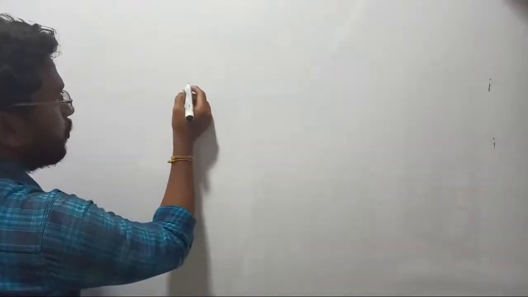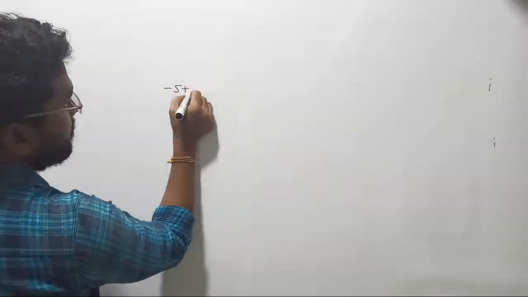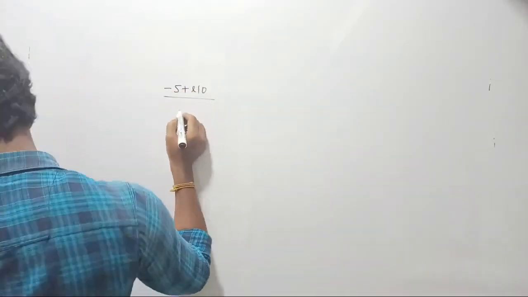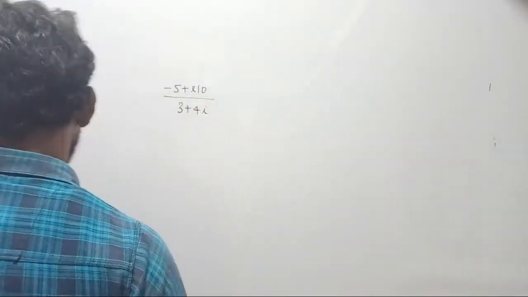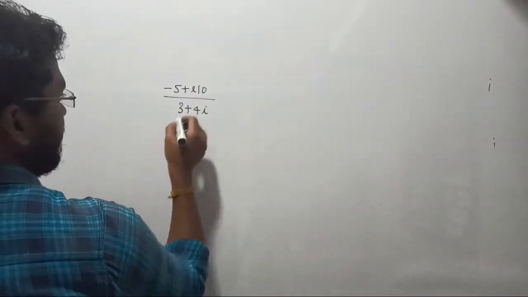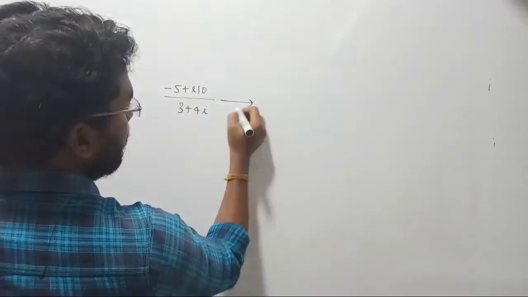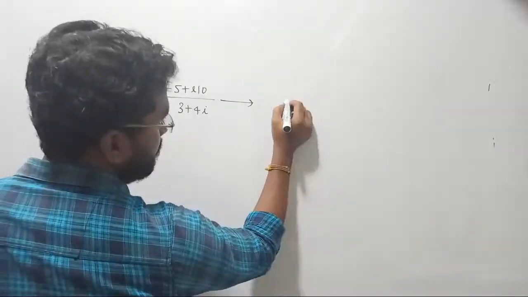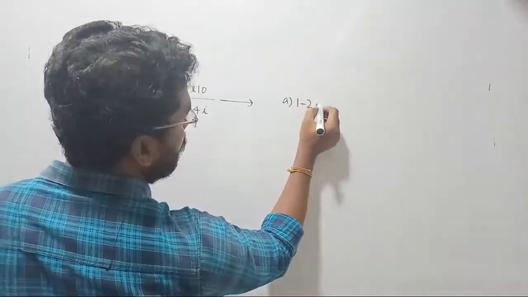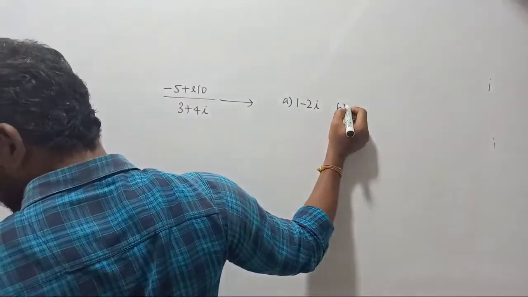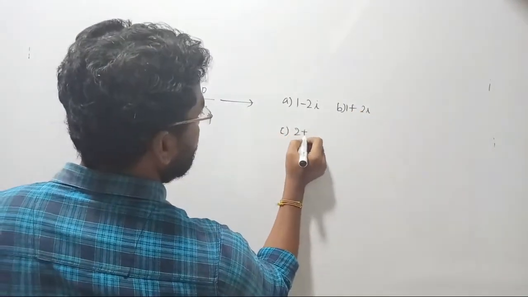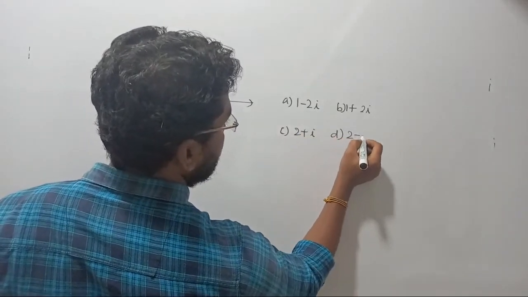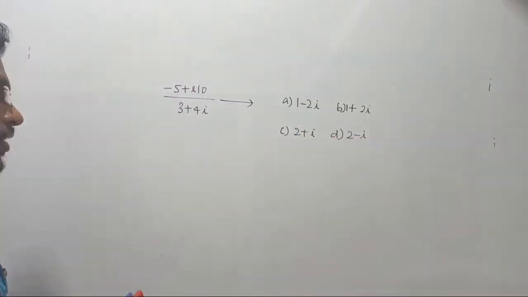The question is minus 5 plus i into 10 upon 3 plus 4i. That is the given, and they are asking the value of the expression. They have given four options. Option A 1 minus 2i, option B 1 plus 2i, option C 2 plus i, option D 2 minus i. Such that we have four options here. Let's figure out the answer. Now what will be the answer here?